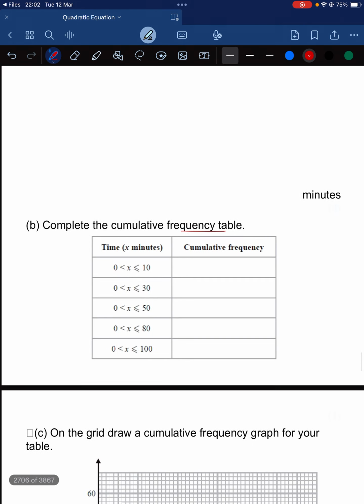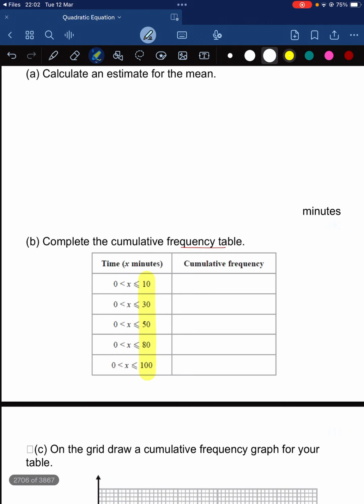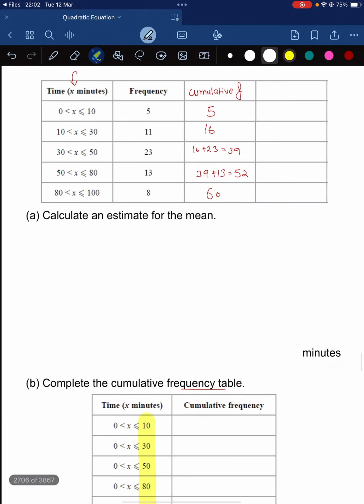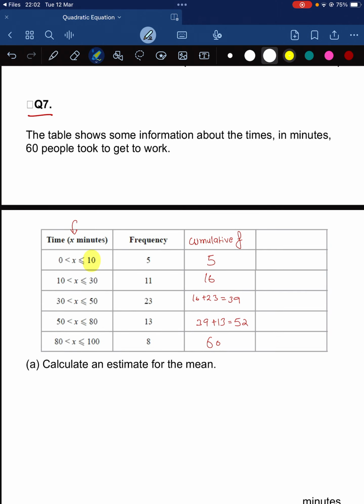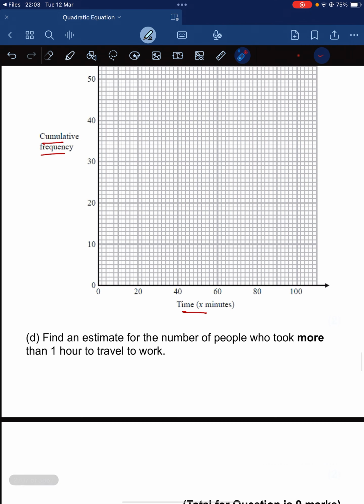So which values of the time will we take? We will take these values, 10, 30, 50, 80, 160, not the zeros, right? Most students make the mistake of taking 0 as the point. 0 is not the point. We will take the upper values. So the first point is 10 comma 5. The value of x is 10 and the value of cumulative frequency is 5. Now we draw this point on the graph, 10 comma 5.